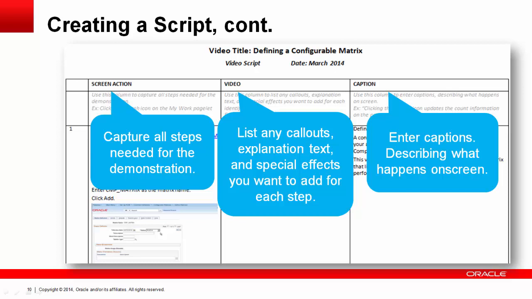The second column is what will happen when you're editing. If you need to identify the importance of a field or a page, you're going to list any callouts and explanation texts. If something needs to be blurred out or what have you, you'll list all of that in this video column. And then the final column is where you're going to enter captions describing what happens on screen. The reason that we're adding captions is actually for the hard of seeing people that might watch our video, because their screen readers will actually read the captions and take them through what the contents of the video are. We'll talk about that a little bit more in a little while.